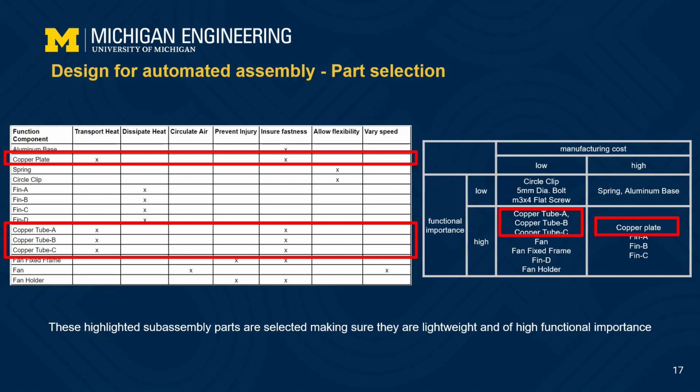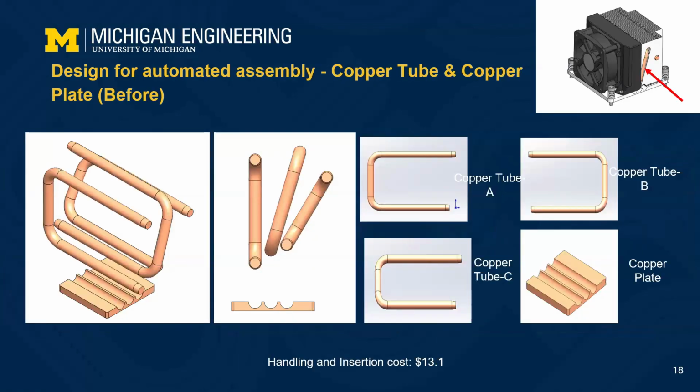For automated assembly improvement, we select copper tube A, B, C, and copper plate. Those components were in the bottom quadrant of the chart, and the function component mapping matrix identified that the 3 copper tubes share all functions, which was a strong indicator for the opportunity for part variety reduction. Those figures show the original design in their exploded CAD. The total handling and insertion cost of the assembly before redesign was $13.